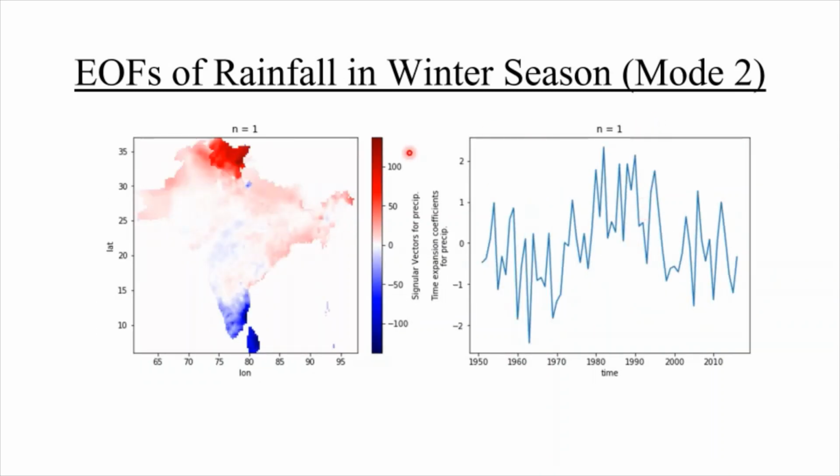So this is the second mode of EOF, and we see that there is a strong presence of a north-south dipole over the Indian mainland.